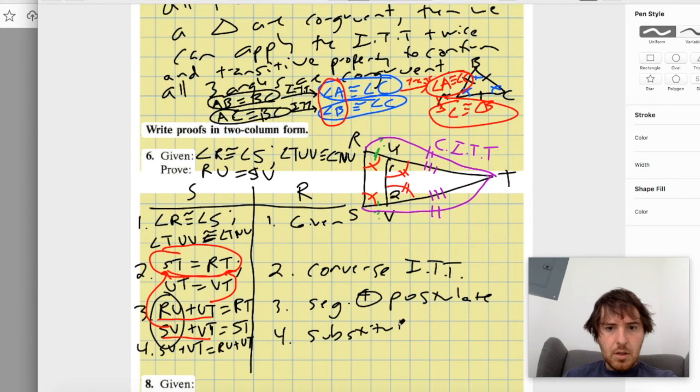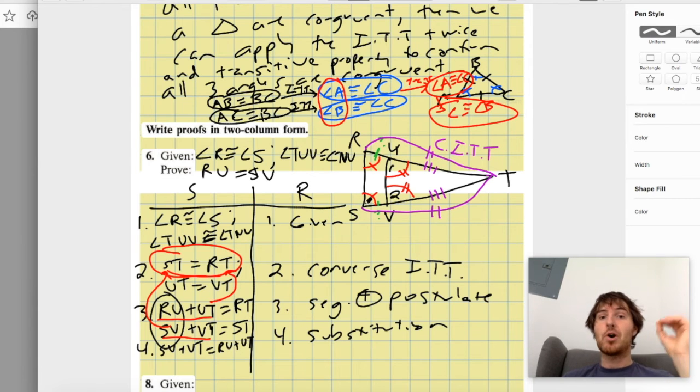Substitution. And hey, I think we can finish this proof right now. Man, keeping a lot of track in your heads here. So now what I have in this statement here is part plus part equals part plus part. And that's good because I knew the wholes equaled each other. That wasn't exactly given to us. We proved it through the converse ITT.